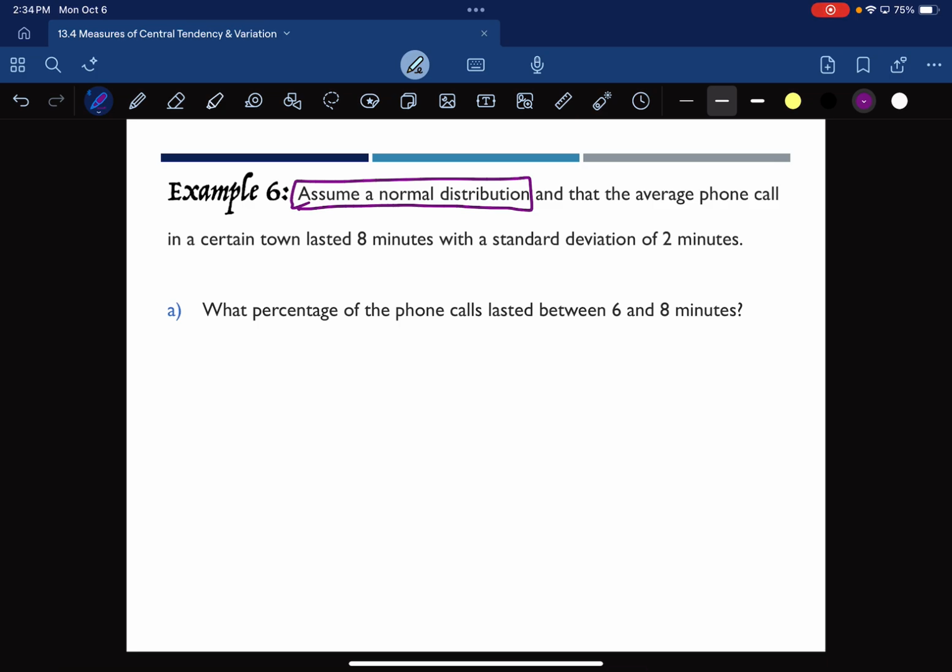Assume a normal distribution, that the average phone call in a certain town lasts 8 minutes with a standard deviation of 2 minutes. So we're going to start with this data, and we're going to create the normal distribution bell curve to see what it looks like, and then we'll be able to answer the questions that were asked. So I'm going to draw this in. Our mean is what they gave me. It's 8. The standard deviation means that I take that 2 minutes from the middle 8 and I go 2 to the left and I go 2 to the right.